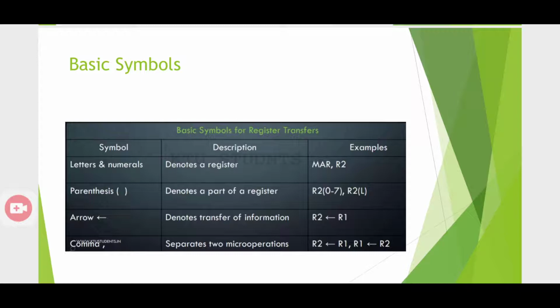And the left arrow, which is already described as a replacement operator, actually denotes the transfer of information, right? R1 to R2 transfer is represented by using a left arrow. Comma separates two micro operations. If you have micro operations like R1 to R2 and also R2 to R1, they are two micro operations, so they can be separated by using a comma. So these are the basic symbols used in an interregister transfer.